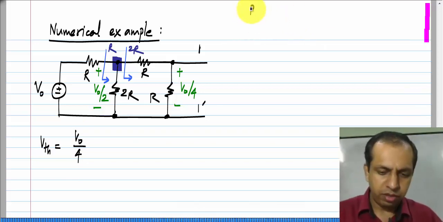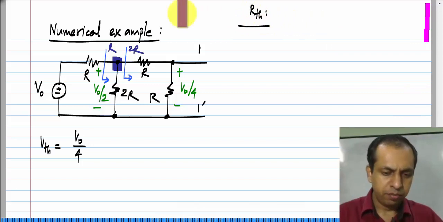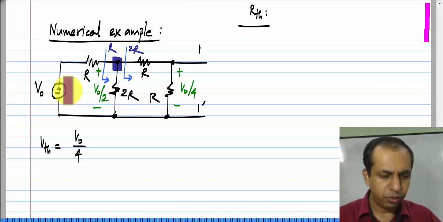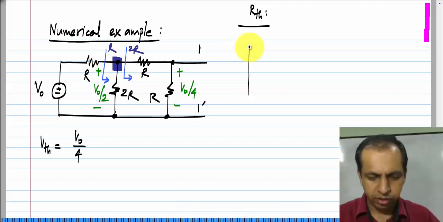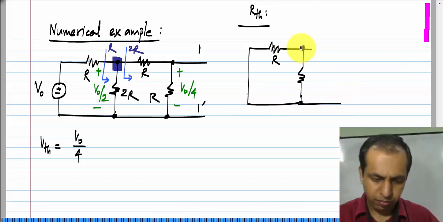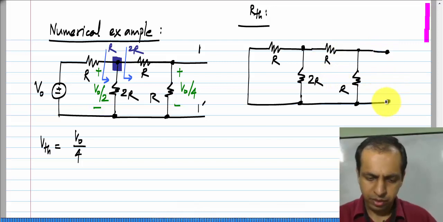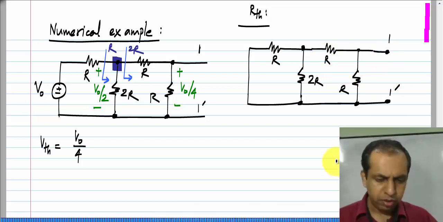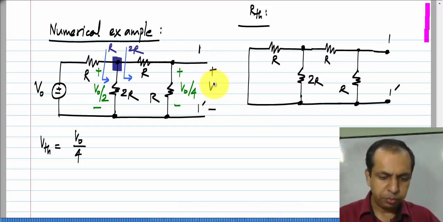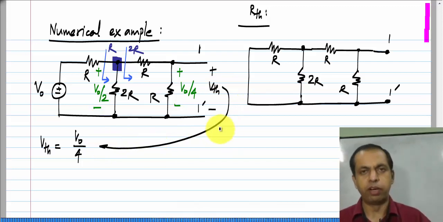Then I have to calculate RTH. For that, what I have to do is I have to set this voltage to 0. So, I short circuit it and I have R, 2R, R, R and R. Okay. Again 1 and 1 prime. So, by the way, I measured VTH with this polarity. Okay. So, that is V naught by 4. If I had taken the opposite polarity, it would have been minus V naught by 4.